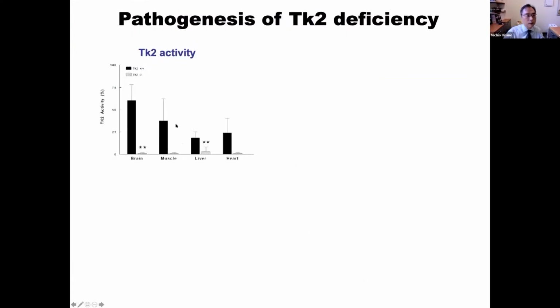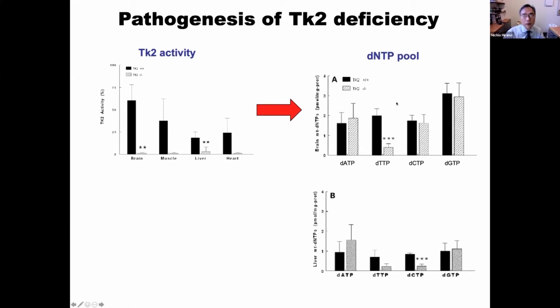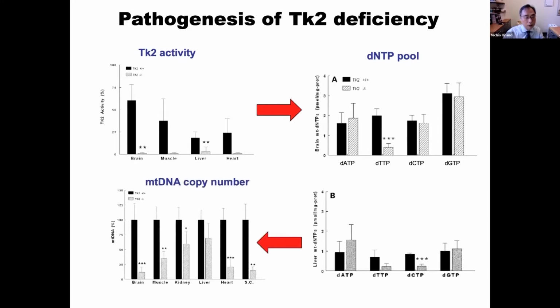And we noted that these mice, of course, had severe deficiency in the recessive form. So when they're homozygous mutant, they had severe deficiency of TK2 activity in all tissues that led to imbalances of the dNTP pools in mitochondria, and it varied from tissue to tissue. In brain, it was predominantly a TTP deficiency, whereas in liver, we saw both TTP and CTP were deficient. That in turn, of course, led to the mitochondrial DNA depletion.